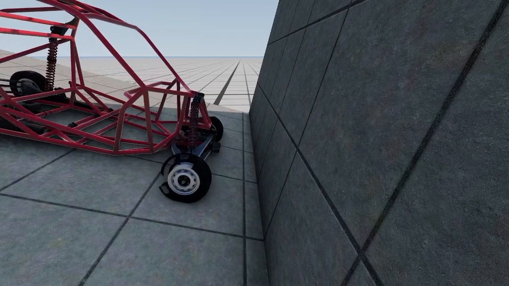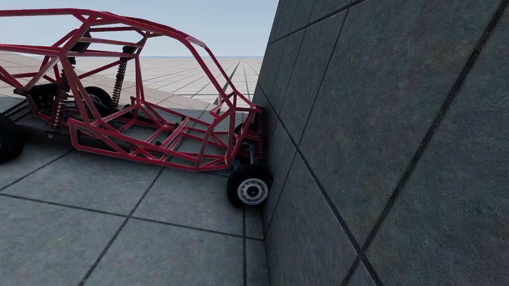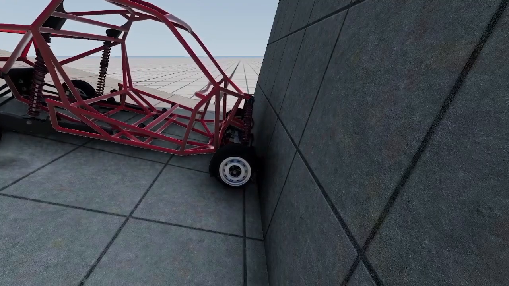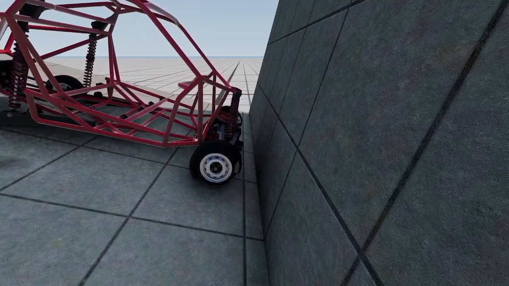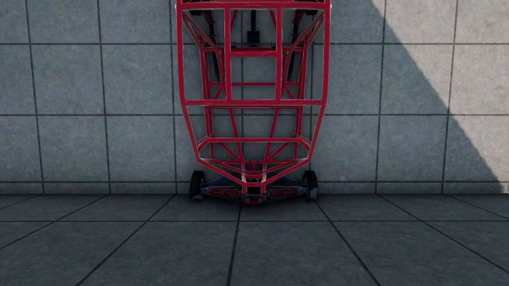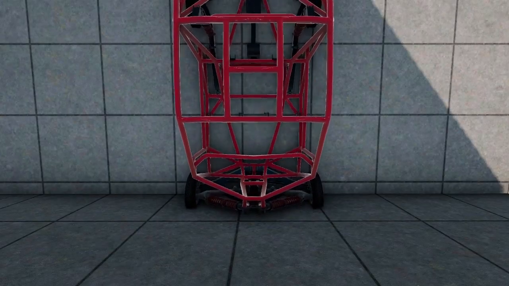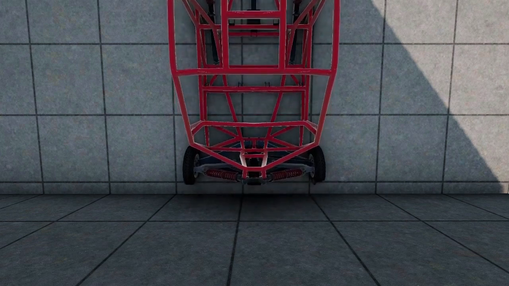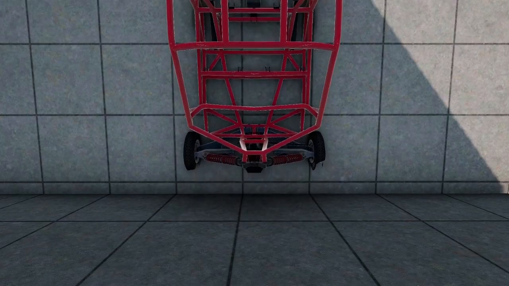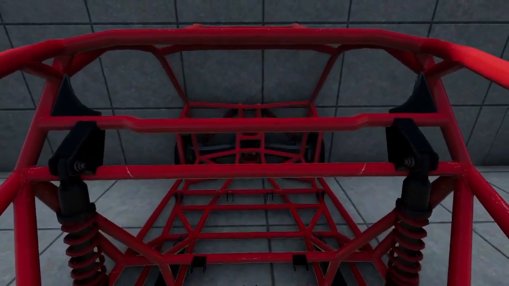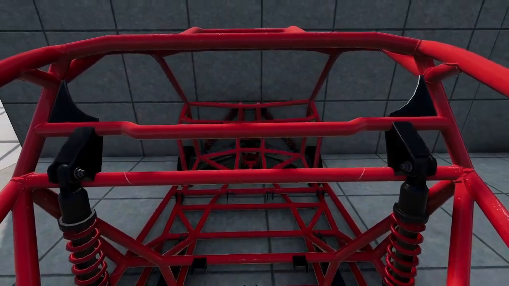In contrast, here is the tubular frame. Notice how it absorbs almost none of the impact and bounces backwards pretty far. If there were occupants in there right now, they'd be dead.